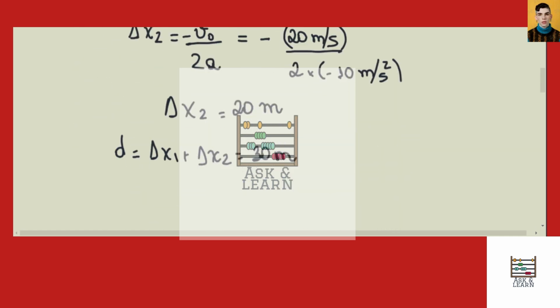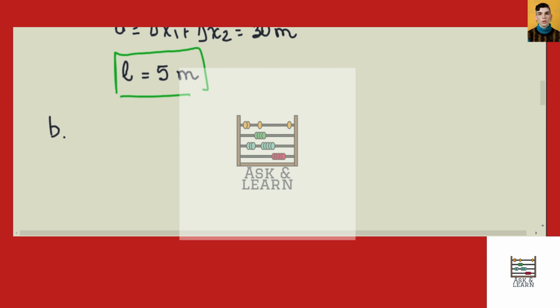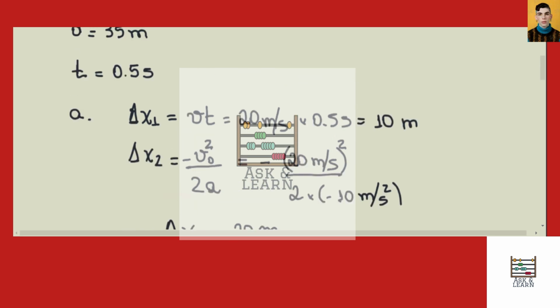Since the deer was 35 meters away from you, then the distance between you and the deer, I'm going to call it L, is equal to 5 meters. Then in question B, we have to see what is the maximum speed that you can have so that you still won't hit the deer.